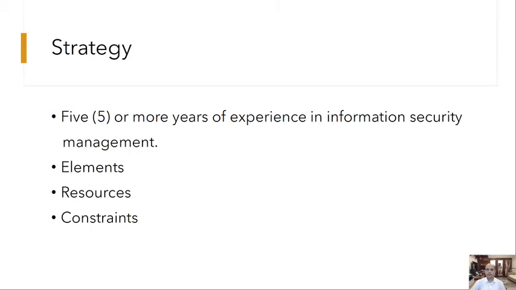So strategy means it has some elements, it requires some resources, it requires some constraints. So that's what strategy is.